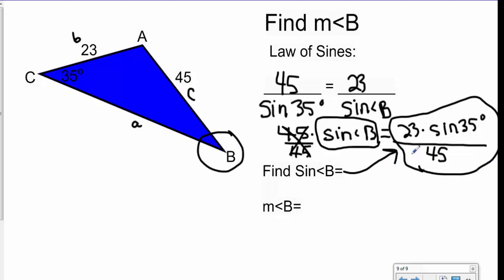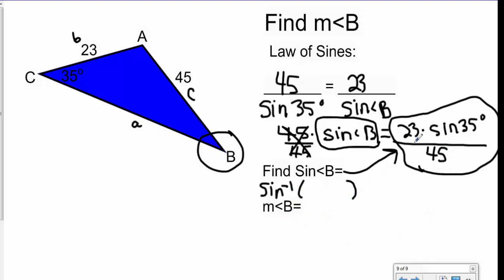Once I know what that number is for this entire quantity, then to get the measure of angle B, I use the inverse sine key to get the measure of an angle. And that looks like this again, sine to the -1 power of whatever that number is that we'll find, and we'll find it to at least 4 or 5 decimal places. Use the inverse sine key and get the measure of the angle.